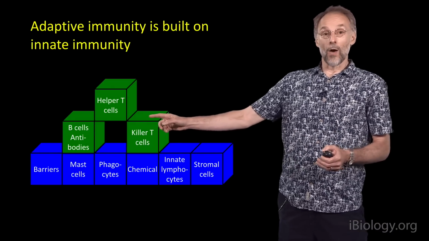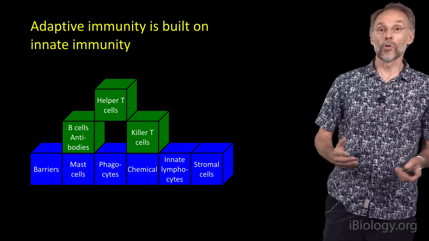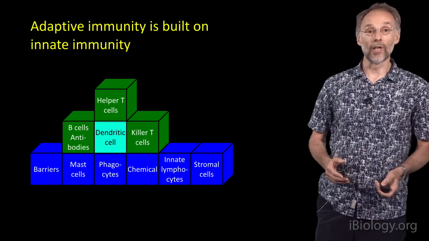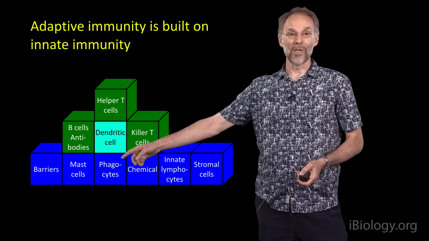So these cells now have to talk to these cells. And in order to do this, it seems that we had to evolve a different cell type. And this is the dendritic cell that basically sits in this intermediate position here.